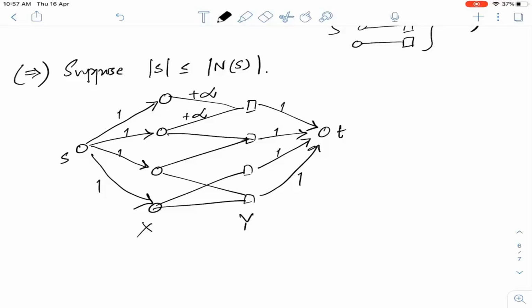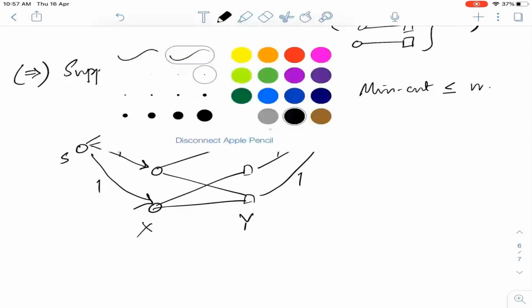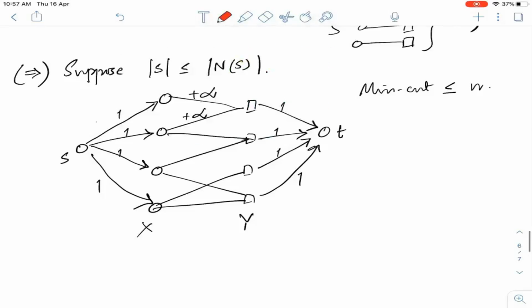Very good. So the min cut value is less than or equal to n, right? Why is this less than or equal to n? Well, clearly I have a cut which is of size n. If I just take this cut, then this has a size of n. So whichever is the minimum cannot have a size of more than n. That's very straightforward.